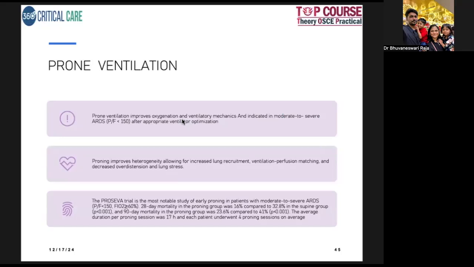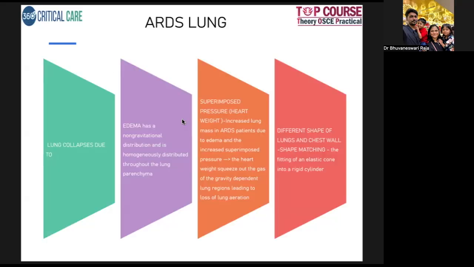Okay, the one important trial when it comes to proning is the PROSEVA trial, which is the notable study for early proning in patients with moderate to severe ARDS. The 28-day mortality in the proning group was 16% compared to 32% in the supine group. And the 90-day mortality in the proning group was only 23% compared to 41% in the supine group. The average duration per proning session in this study was around 17 hours, and each patient underwent 4 proning sessions on average.